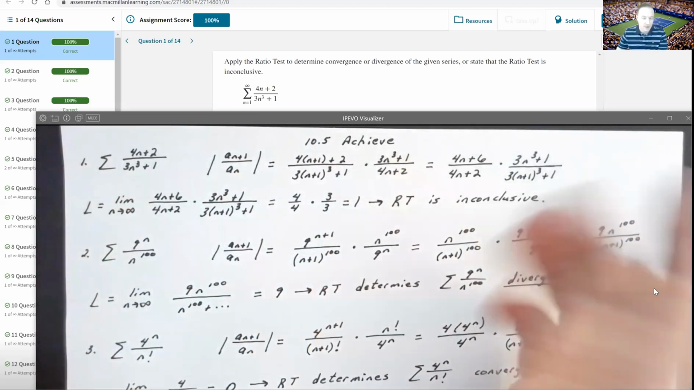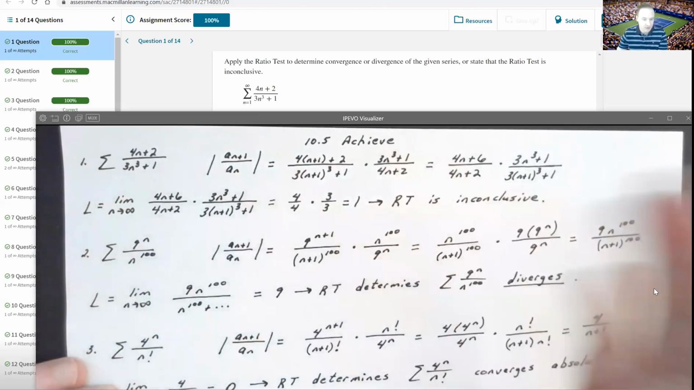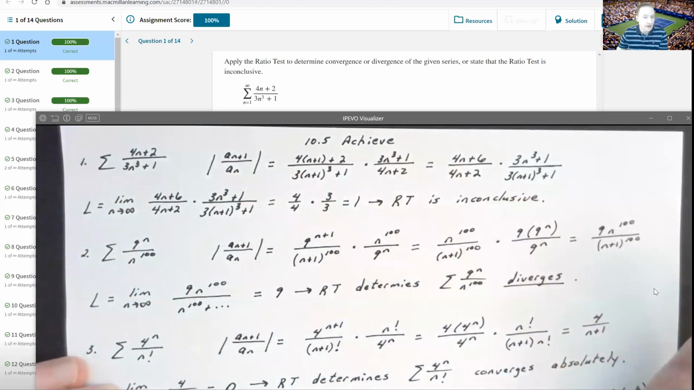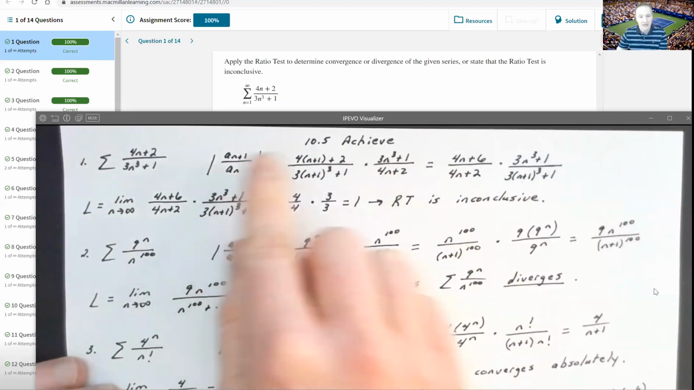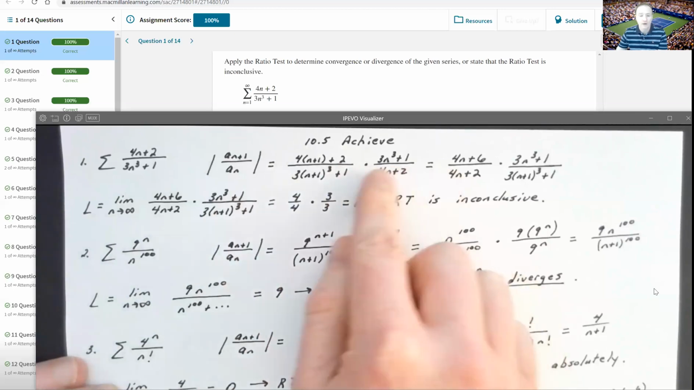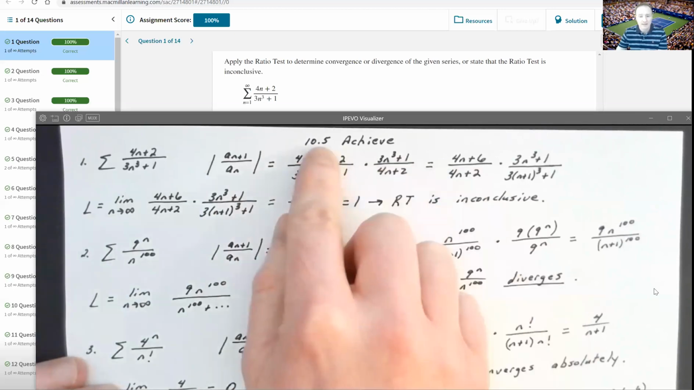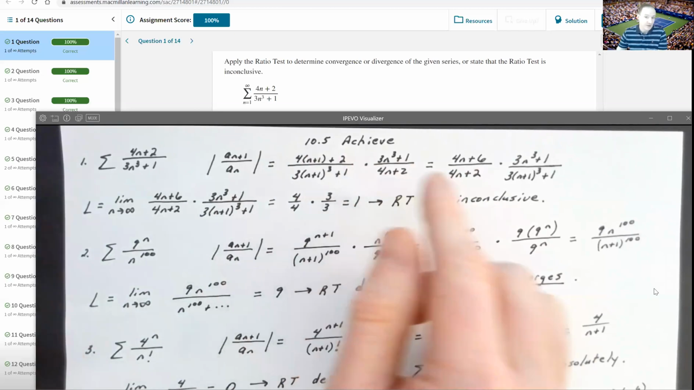Now, in most of these problems, and this one included, I just ignored the absolute value because we know our values of n are positive anyway. They go from n equals 1 to infinity. So the absolute value does nothing in this problem. I just dropped it. Now, what I've done from this step to this step is I've collected my like groups.